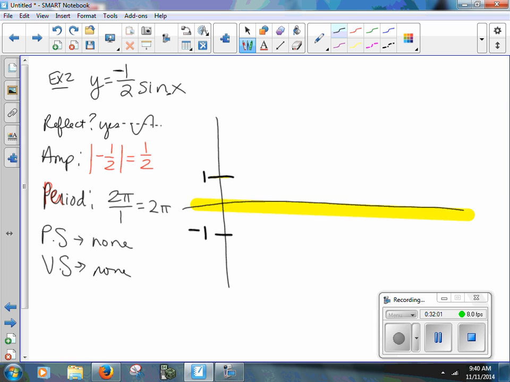So I've got to put 0. Where's it going? 0 to where? 2 pi. To 2 pi. You said it's going to go down first a half, then back up to a half, and then back down. Go back and look at it.